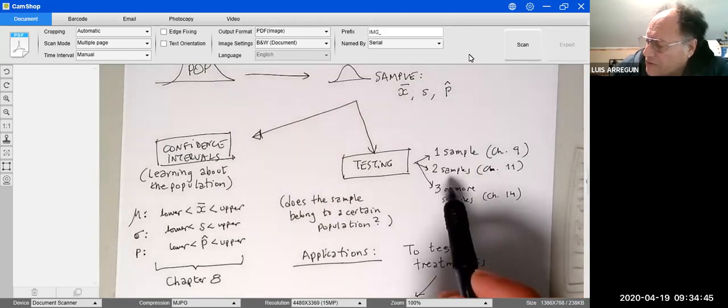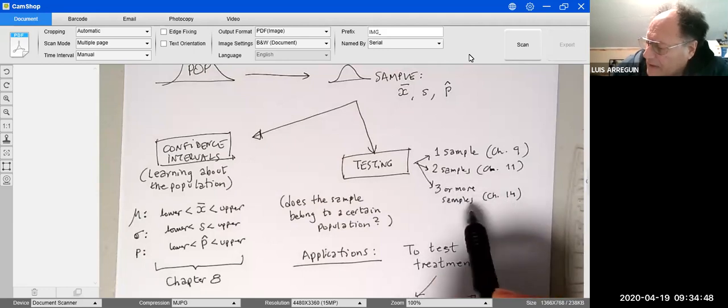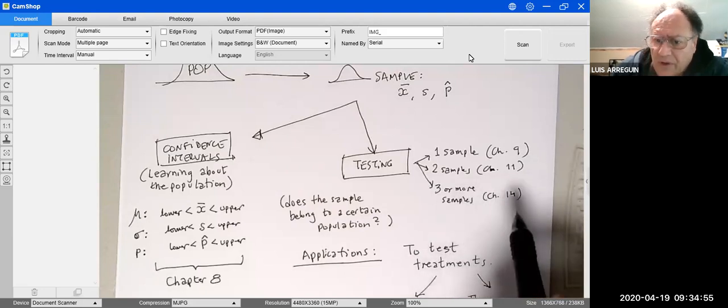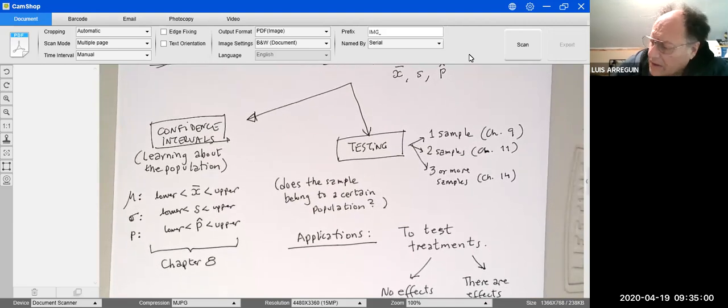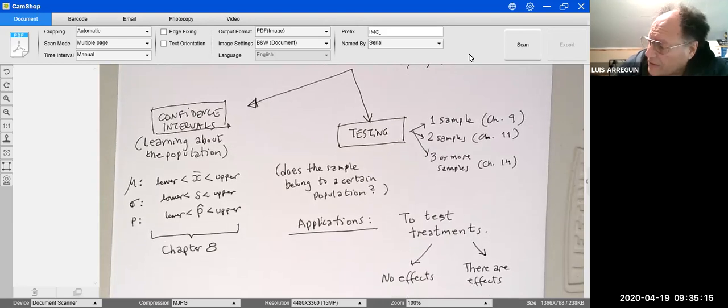Finally, we might want to know about 3 or more samples, the same thing. To know if those 3 samples belong to the same population, or maybe one of those belongs to a different population. So what is the main application of doing this kind of testing? These applications are very useful when you are testing treatments. Let's say that you are trying to know whether a vaccine is useful to cure an illness or not. So you're going to have two possible answers for that question.